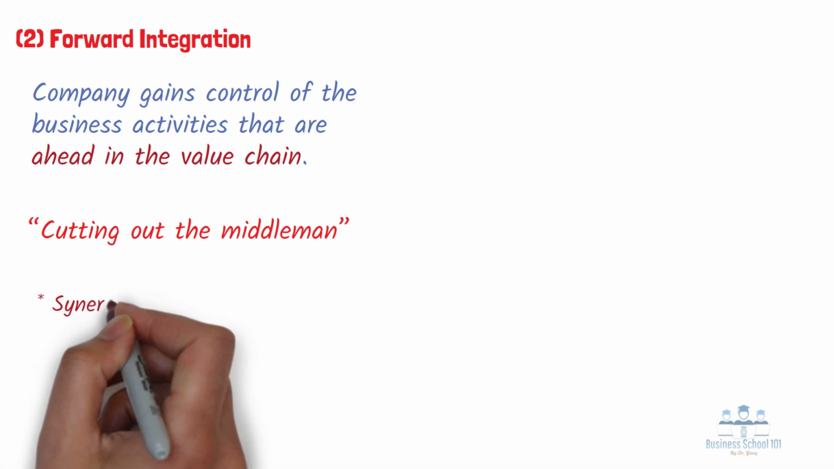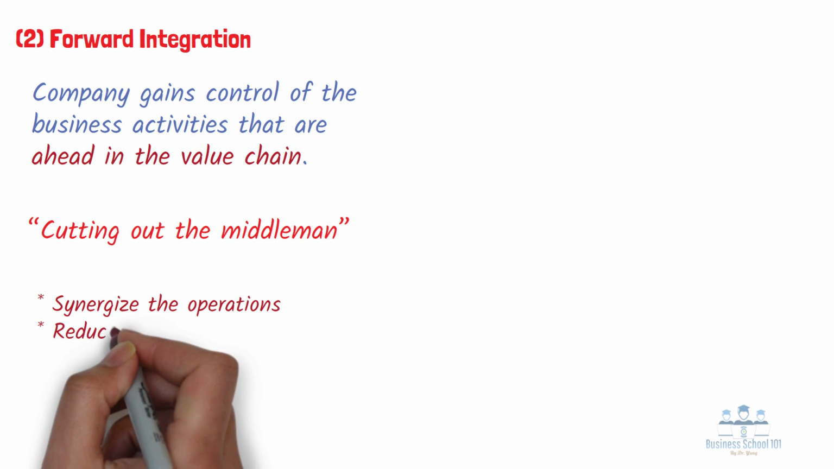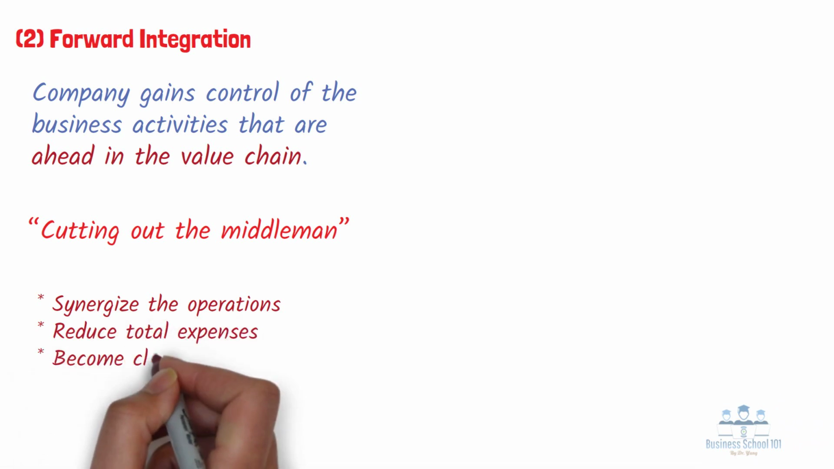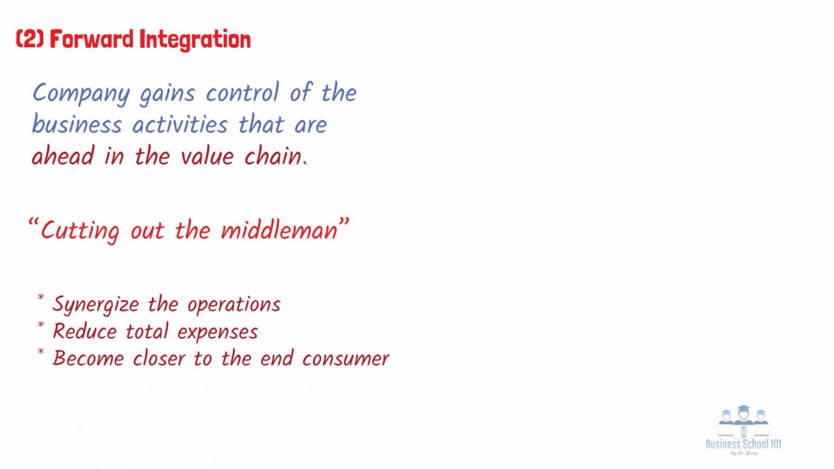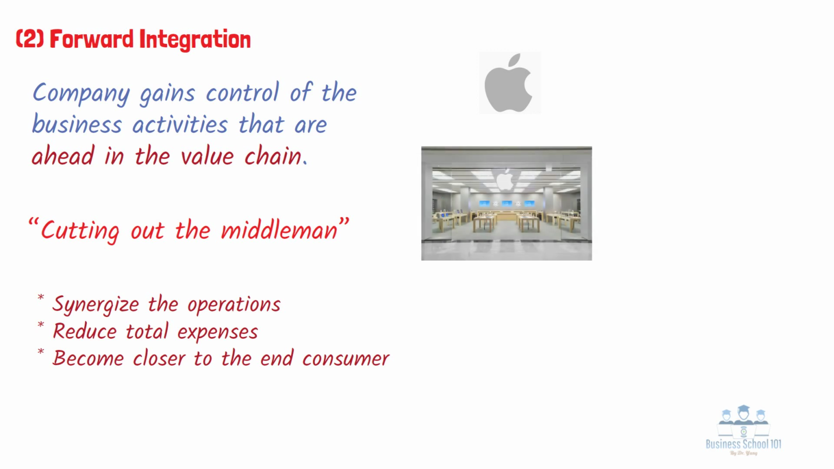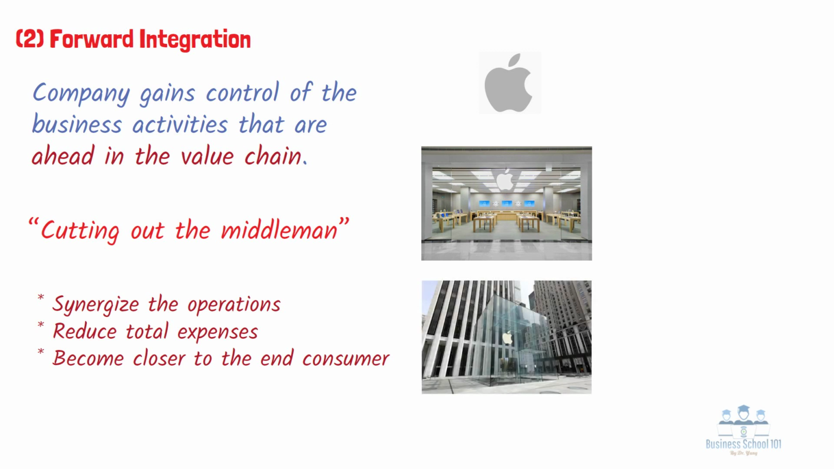The company extends to the next levels of the value chain in an effort to synergize the operations, reduce total expenses, and become closer to the end consumer. Here are two real industry examples of forward integration. First, Apple. Apple had been plagued with a decade of bad retail experiences at the hands of others. In 2001, Apple launched its first Apple retail store to enable its customers to buy Apple products directly from their outlets. Now Apple has many retail stores, which increased customer satisfaction.